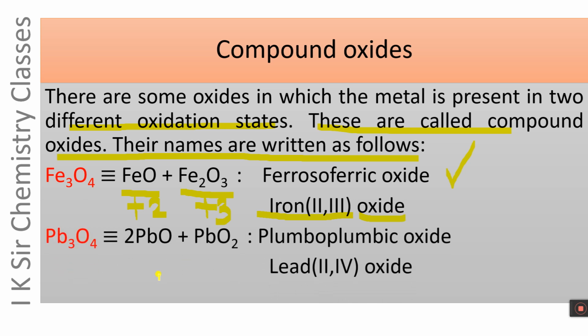Another example, Pb3O4 is made up of 2 PbO and PbO2. Here the oxidation state of lead in PbO is +2, while in PbO2 the oxidation state of lead is +4. PbO is plumbous oxide and PbO2 is plumbic oxide. Therefore, the overall name of Pb3O4 is plumbo-plumbic oxide, and its IUPAC name is lead(II,IV) oxide.